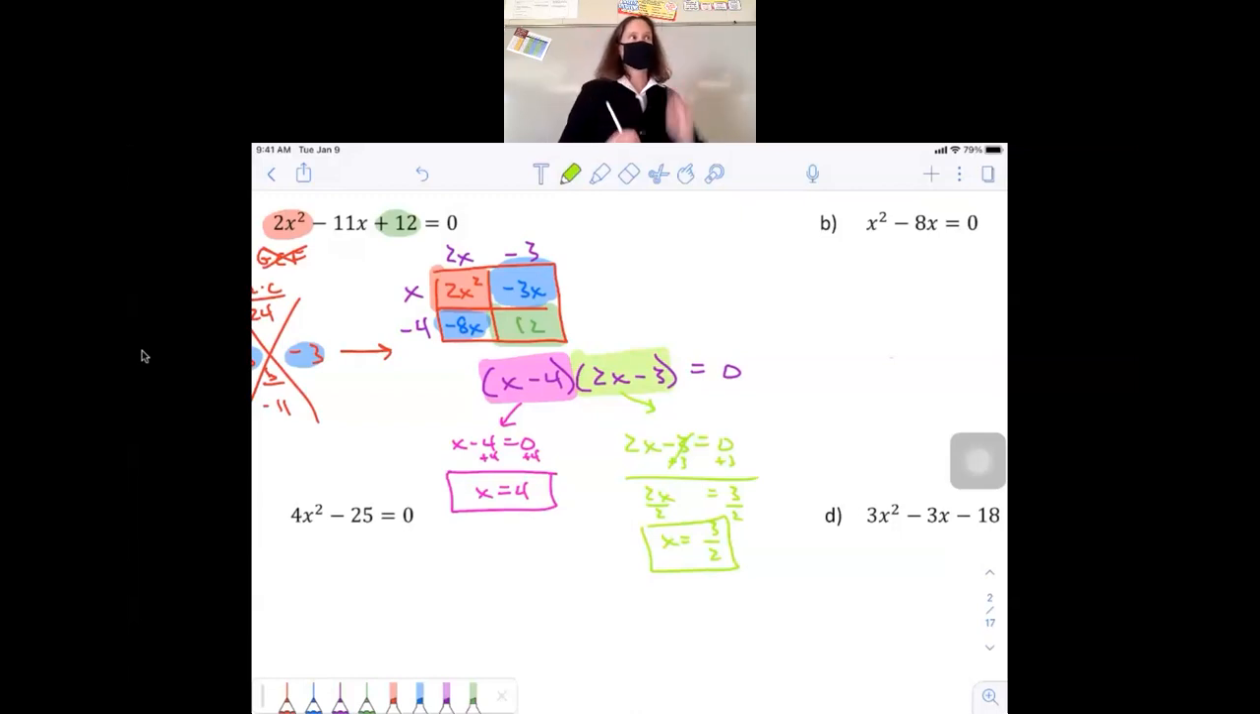And 95% of the time when you are solving quadratic equations, highest exponent is 2, you're going to get 2 answers.